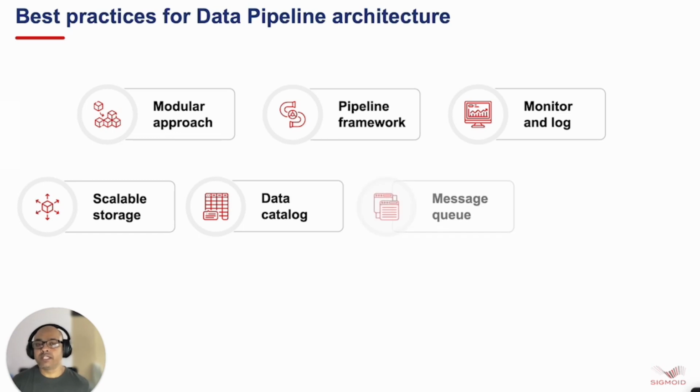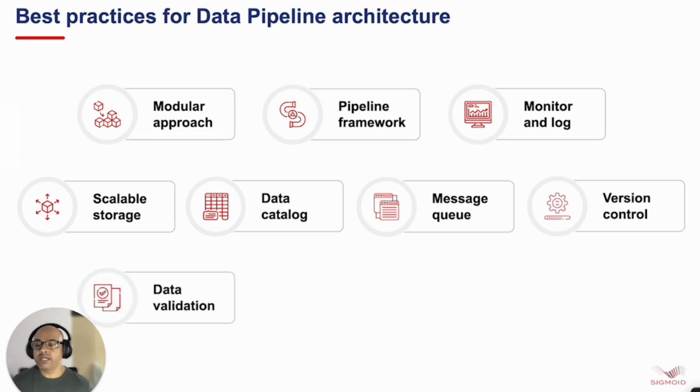Now moving on to the next one, which is message queue. Using a message queue can allow you to decouple the different stages of the pipeline, making it more resilient to failures. Use version control for pipeline code and configuration to track the changes and roll back if necessary.